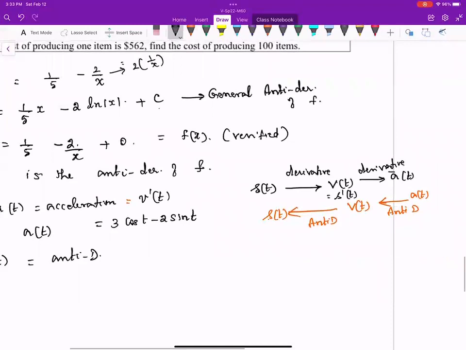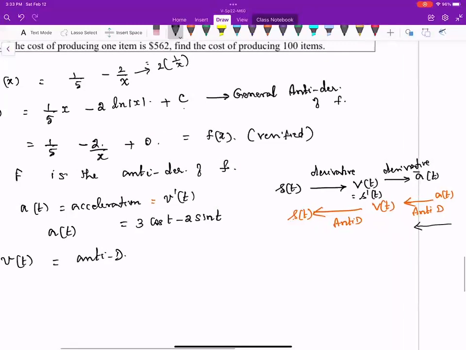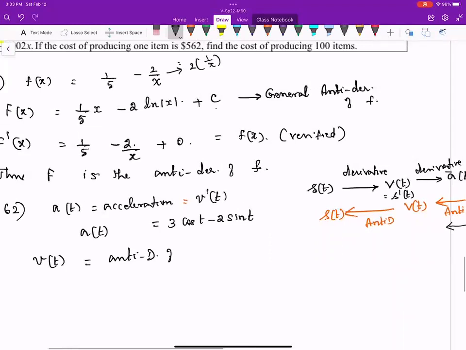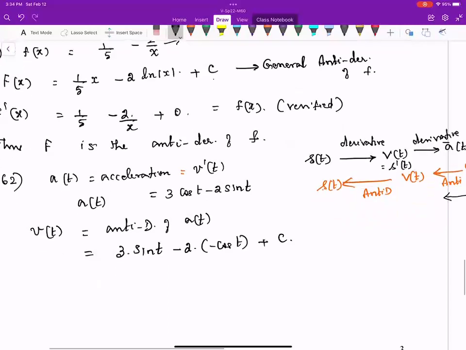So that is what we said. From A of t, if you take the antiderivative, you get V of t. So antiderivative of 3 cosine t. So 3 is a constant. Antiderivative of cosine t is sine of t. Then minus 2, you can take the constant out. Antiderivative of sine of t equal to negative cosine of t. Negative cosine of t. You may want to add a constant here. That is 3 sine t plus 2 cosine of t plus an additive constant for velocity.